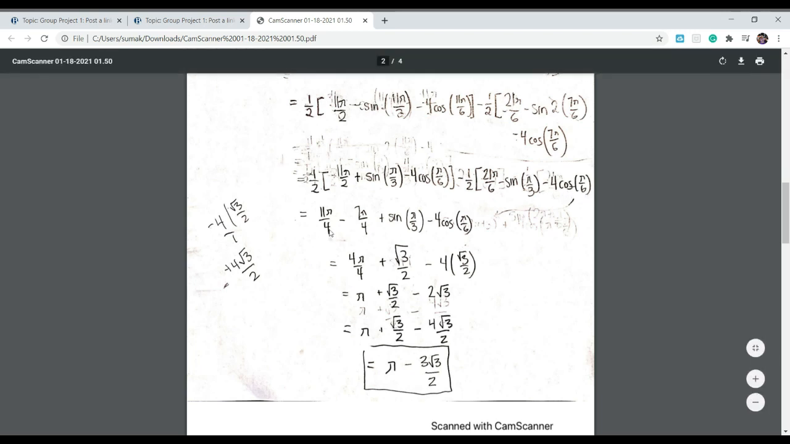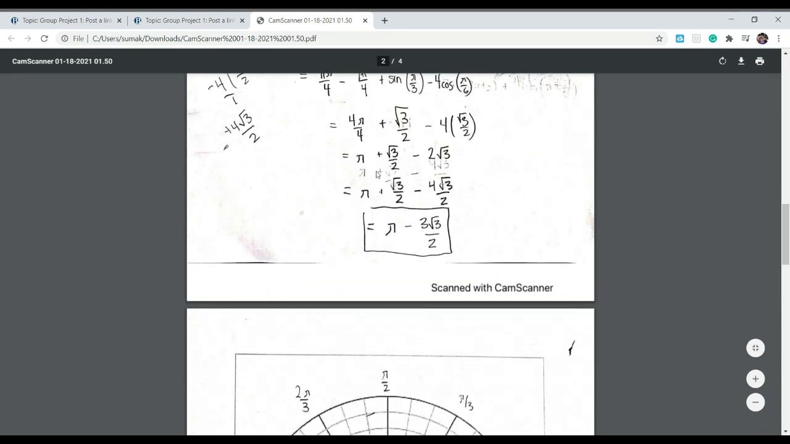Then we actually get 11 pi over 4 minus 7 pi over 4, and right here you can see a common denominator. Then we add sine pi over 3 minus 4 cosine pi over 6. We get 4 pi over 4 plus, and sine pi over 3 is just square root of 3 over 2 minus 4, and cosine pi over 6 is just square root of 3 over 2. Then we get pi plus square root of 3 over 2 minus 2 over 3. And right here, as we can see, we don't have a common denominator in order to subtract.